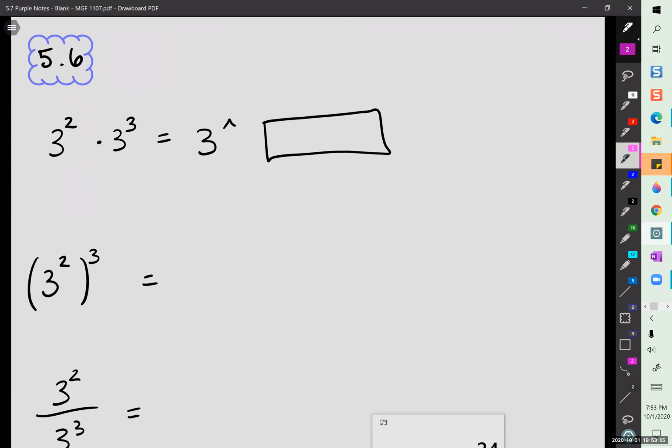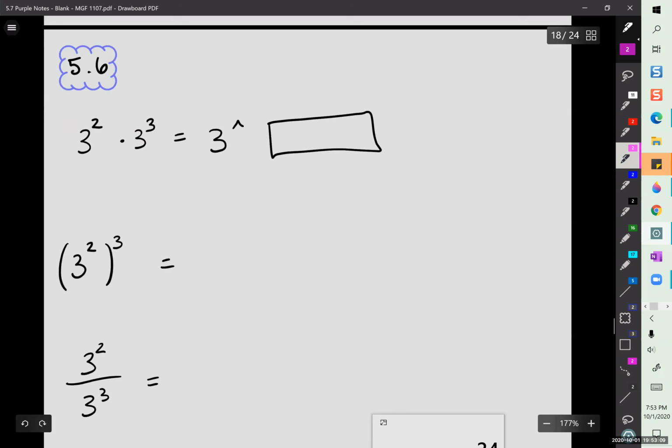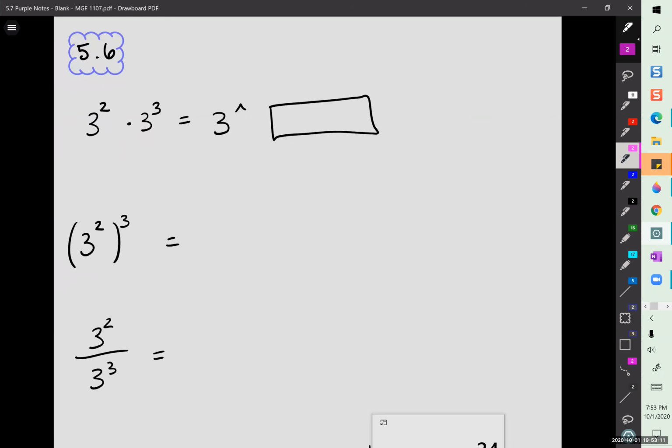So that was it for 5-5. We'll start 5-6, and it was exponents. I'll give everybody a moment to work on the 3 that they see on the screen. We'll start talking about this maybe about 7:55.